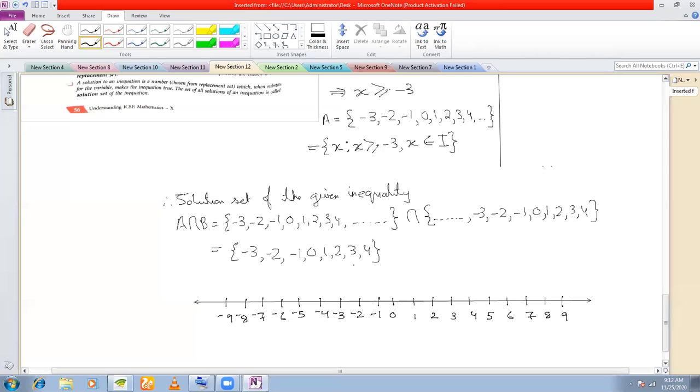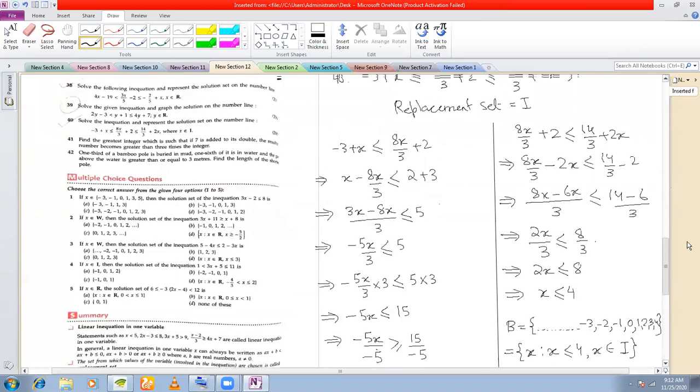So let us now mark. So you have a minus 3 here, a minus 2, minus 1, 0, 1, 2, 3, and 4. So that is how you represent your solution set on the number line. Okay. Any questions? Let us see the next one.